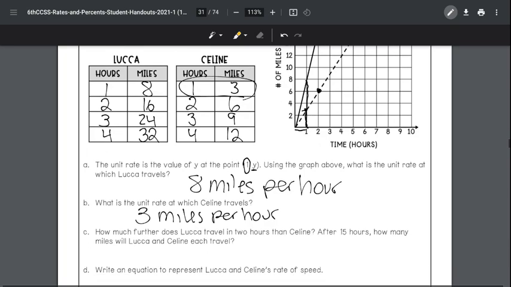Part C, how much further does Luca travel in 2 hours than Celine? And after 15 hours, how many miles does Luca and Celine each travel? So there's 2 questions here. The first one said, how much further does Luca travel in 2 hours than Celine? In 2 hours, Luca travels 16 miles. In 2 hours, Celine travels 6 miles. So we have to find the difference. He ends up traveling 10 more miles than she did.